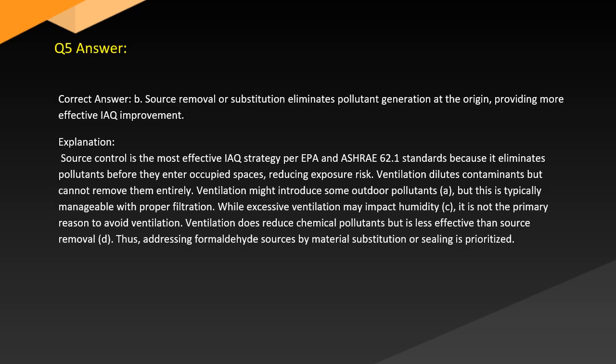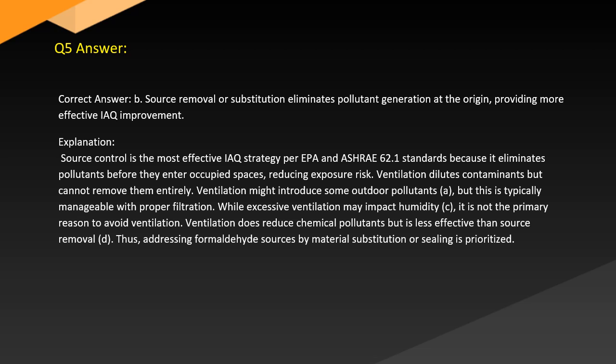Answer. Correct answer: B. Source removal or substitution eliminates pollutant generation at the origin, providing more effective IAQ improvement. Explanation. Source control is the most effective IAQ strategy per EPA and ASHRAE 62.1 standards because it eliminates pollutants before they enter occupied spaces, reducing exposure risk.